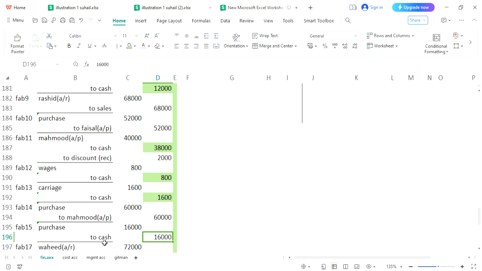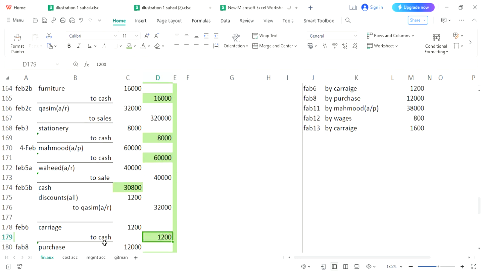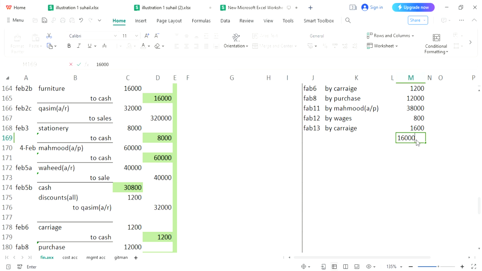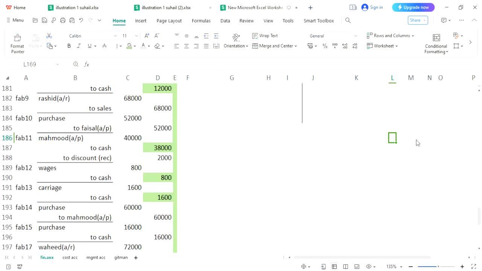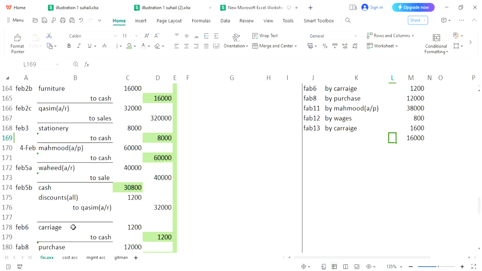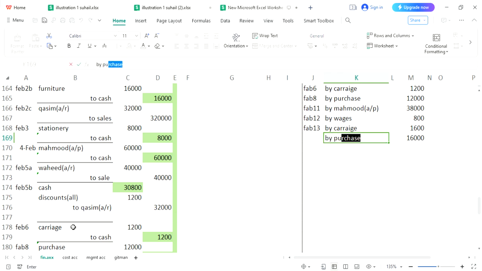We have seen cash again. It is credited by 16,000. We will choose credit side. We'll write 16,000 in amount column. See its reference. This was 16,000 we have posted. What is written on the opposite side? Purchase. Go and write by purchase over here.